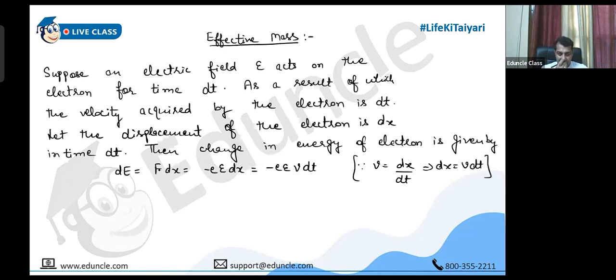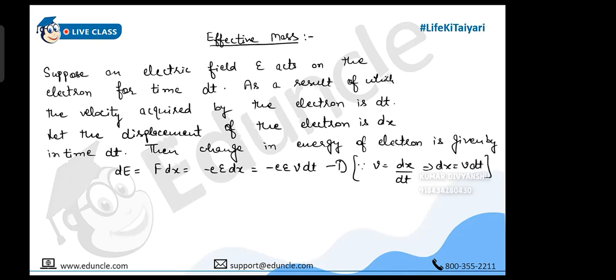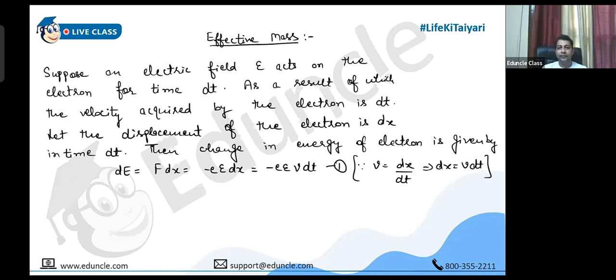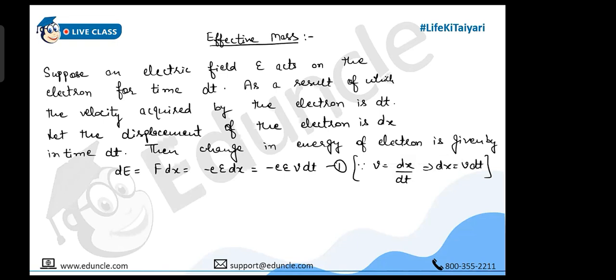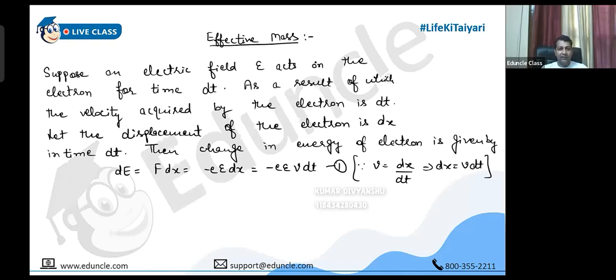Clear? Initially, the velocity of the electron is taken equal to v. Velocity is v, Arun. Time is dt. Kindly read it carefully. Sorry for that, the velocity should be v. Time is dt, velocity is v. Clear?